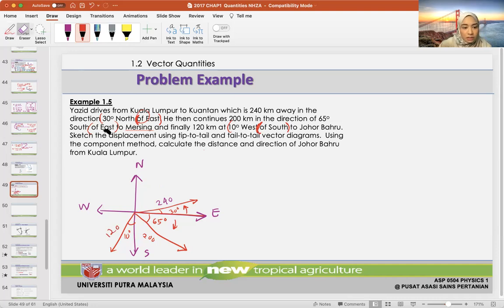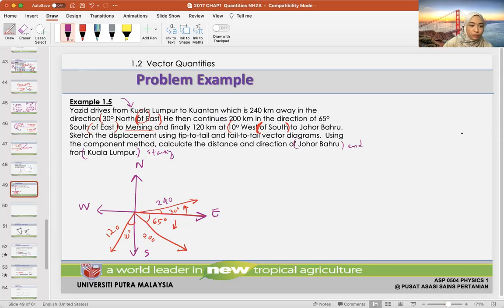Okay. Sketch the displacement using tip to tail and tail to tail vectors. Don't worry about that. Using the component method, calculate the distance and direction of Johor Bahru from Kuala Lumpur. So Kuala Lumpur is your starting point, right? Because he did start from Kuala Lumpur. This is the starting point and this is the end point. It's asking you to find the resultant vector. Resultant vector in this case is the displacement, from the initial point to the end point where Yazid is driving.